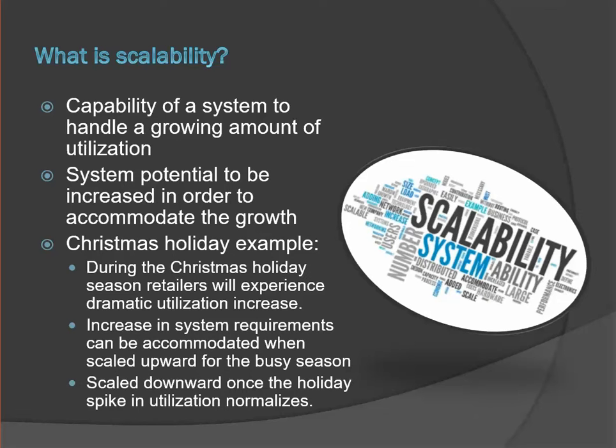For example, during the Christmas holiday season, retailers will experience a dramatic utilization increase. This increase in system requirements can be accommodated when scaled upward and then scaled downward once the holiday spike in utilization normalizes.